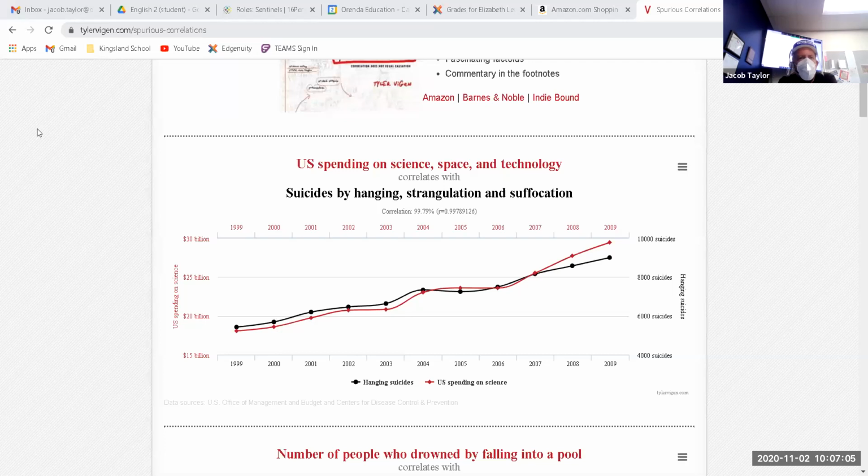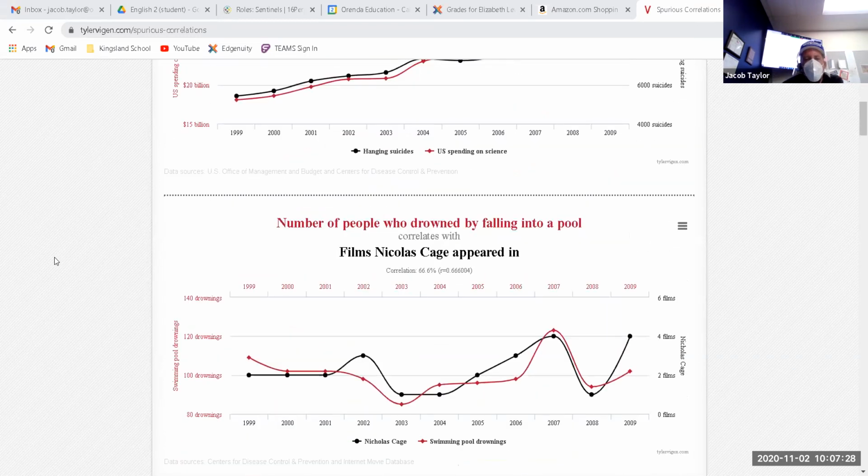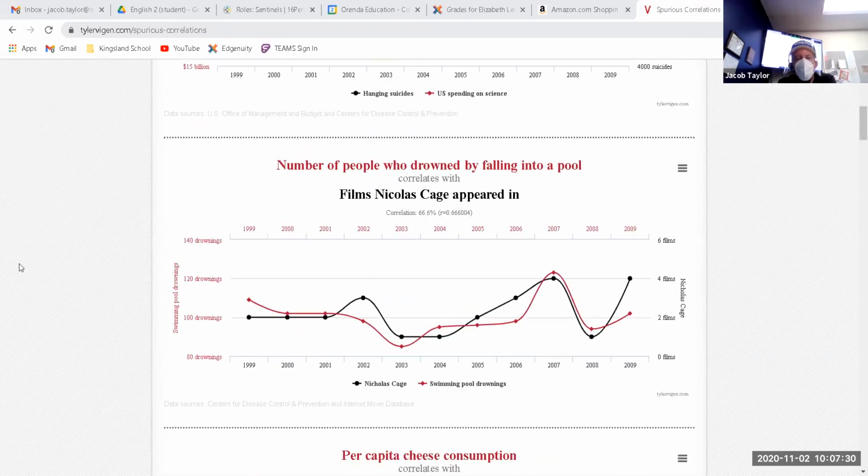This website is called spurious correlations, meaning things that are correlated but don't actually have anything to do with one another. There's an extremely strong correlation between how much money the US spends on science, space, and technology and the number of suicides by hanging, strangulation, and suffocation. Seems unlikely that spending a bunch of money on science and technology increases the rate of suicide, but they are correlated. Oh, I'm sorry, it wasn't bees, it was people who drowned by falling into a pool. If Nicolas Cage appears in more movies, there are more drownings in swimming pools. Thanks a lot, Nicolas Cage. Strong correlation there.